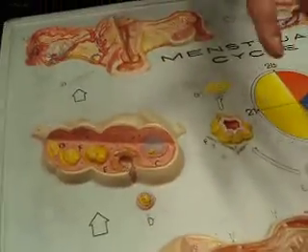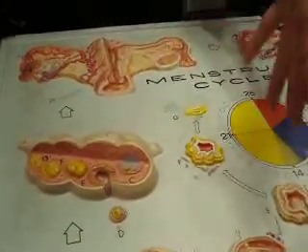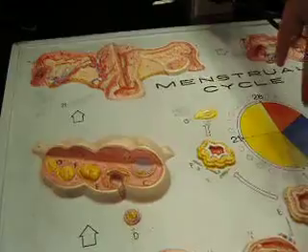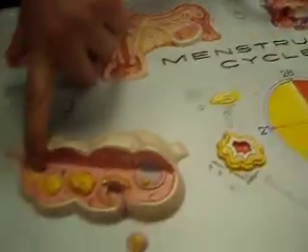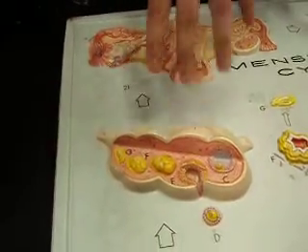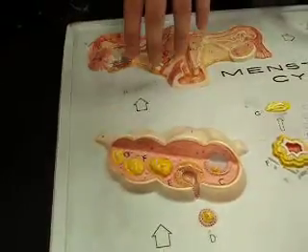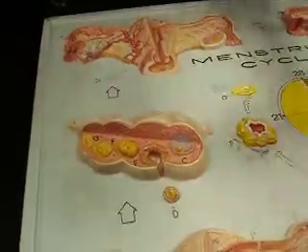If no fertilization occurs, then after about 14 days, corpus luteum will degenerate and become corpus albicans. So here is the corpus albicans, here's the corpus albicans. Corpus albicans does not produce any hormone. So that's the ovarian cycle.